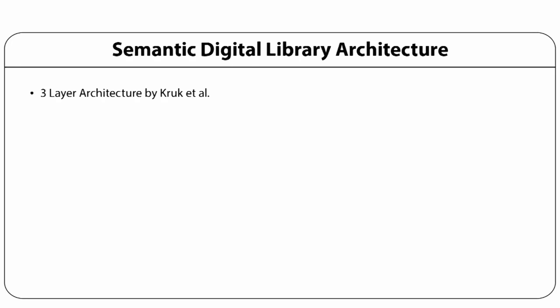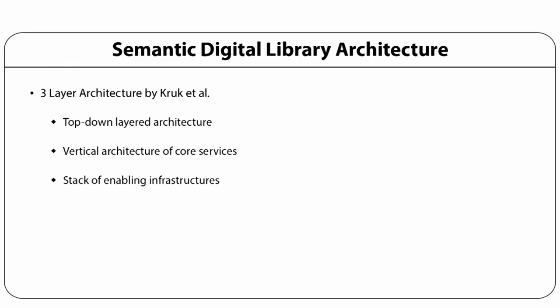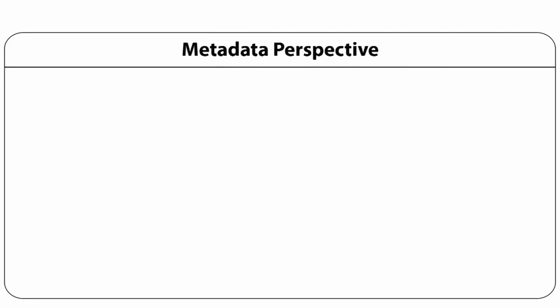Krook and his co-authors have provided the architecture of a semantic digital library from three perspectives. One is a top-to-down layered architecture, the second is a vertical architecture for core services, and the third is a stack of enabling infrastructures. So this architecture has been derived based on the metadata perspective and user perspective of the semantic digital library. First we'll discuss the metadata perspective.